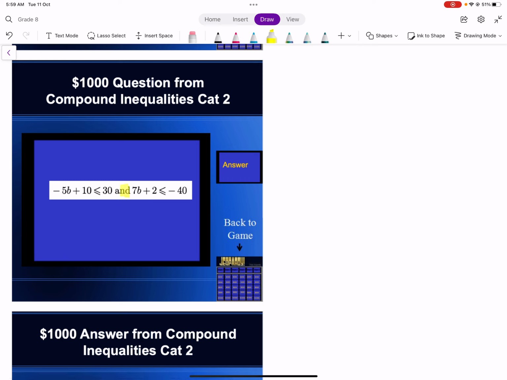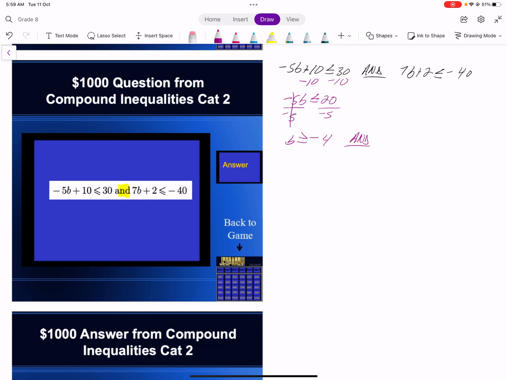All right, so now we're moving on to the last one. It's an and statement. So we know it's and. So this one we are looking for overlap. So -5b plus 10 is less than or equal to 30, and 7b plus 2 is less than or equal to -40. Now we're just going to go ahead and solve them. Subtract 10. So -5b is less than or equal to 20. Divide by -5. So when it's divided by a negative, we need to flip it. So b is greater than or equal to -4.